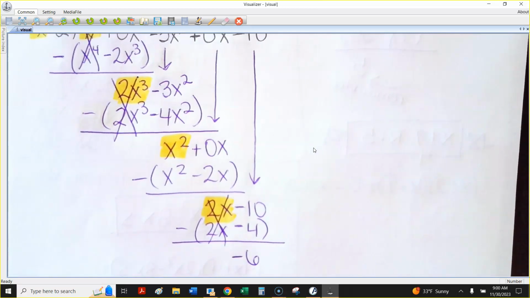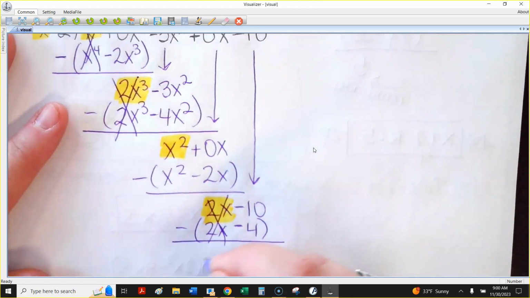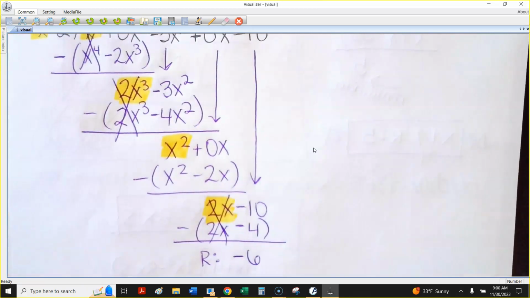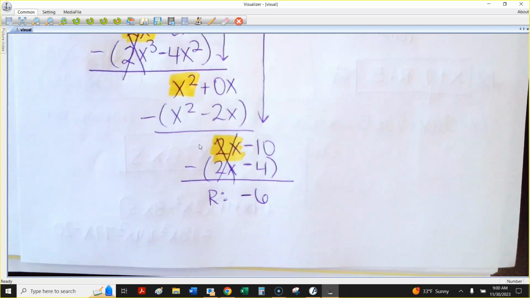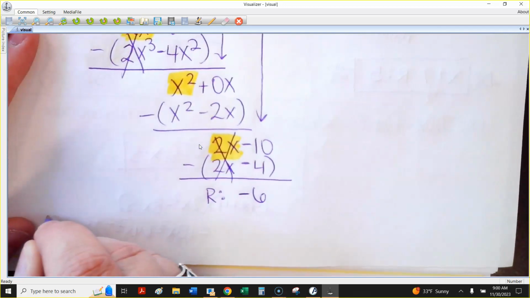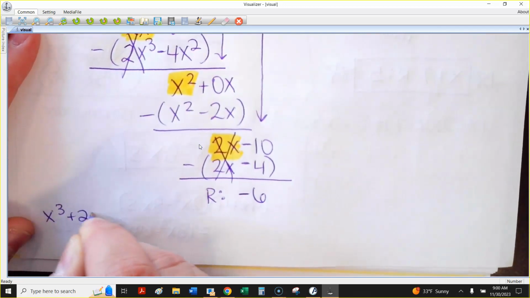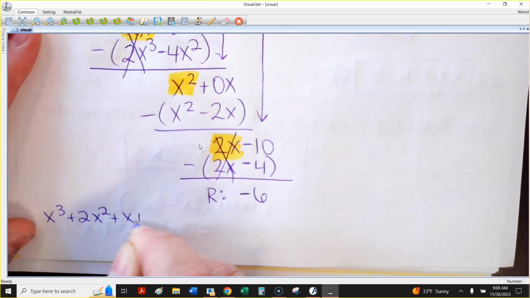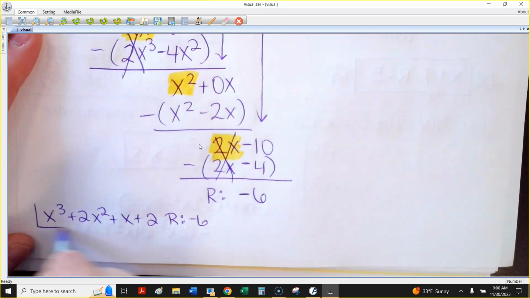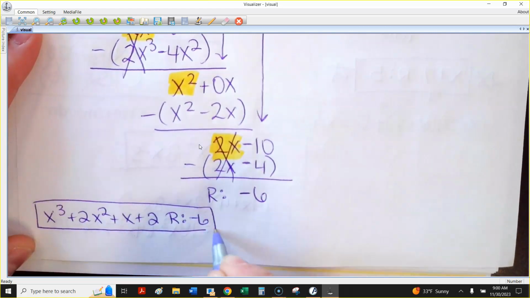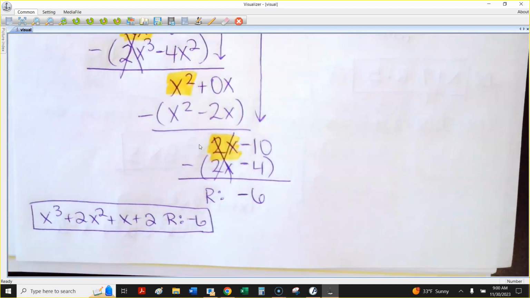That is completely fine. If you're working with normal digits that don't have a polynomial involved, that's not true. You're not going to get a negative remainder, but you can get that when you're doing polynomial division. So my answer to the question would be x cubed plus 2x squared plus x plus 2, and then my remainder, totally fine for that to be a negative number, would be negative 6. And I usually just write like r and a little colon.